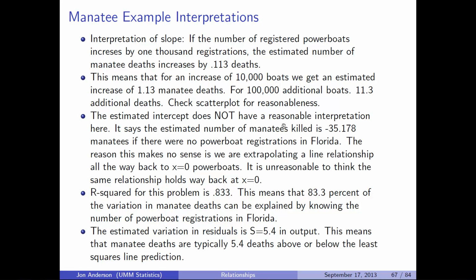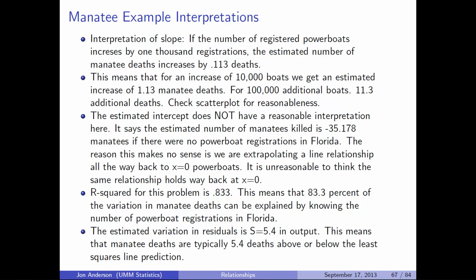So let's interpret all the stuff we've been learning about. The slope is about 0.113, and that means if you increase the predictor variable, powerboat registrations, by 1 unit, remember a unit is 1,000 registrations, so 1,000 more powerboats registered translates to an additional 0.113 deaths. That's a really hard number to sort of think about. How many deaths is that? That's not very many powerboats registered.